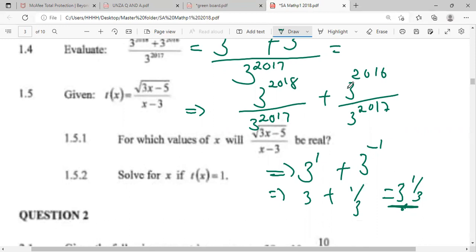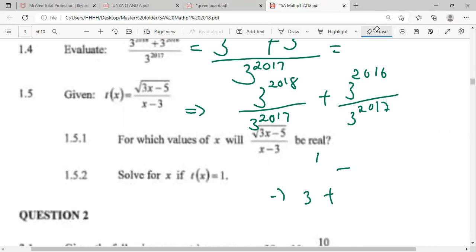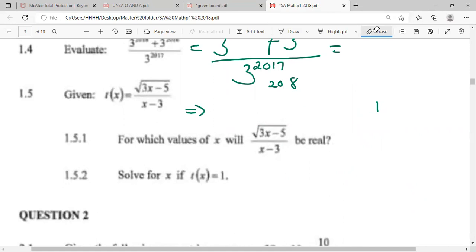Then the next question, which is 1.5. So question one had 5 questions. All right, for which values of x will this be real?